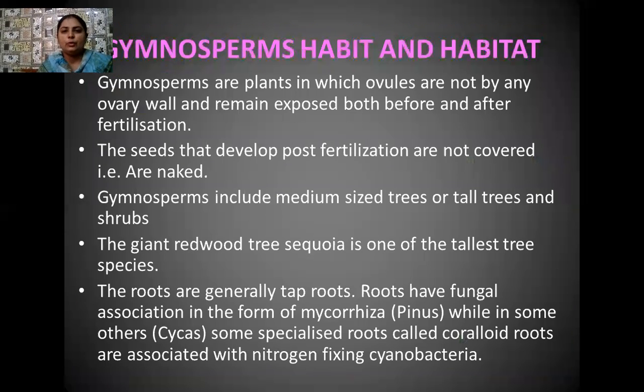Students, first of all, we are going to revise the habit and habitat of these gymnosperms. So I have already discussed that these gymnosperms are the plants in which the ovules are not enclosed by any ovary wall. That means their seeds are not covered. Because you know that ovule becomes the seed and ovary actually becomes the fruit. As in case of angiosperms, you have learned in class 10th that the ovules are covered by ovary wall. That is, the seeds are enclosed inside the fruits.